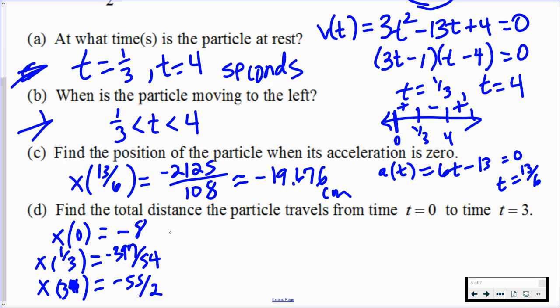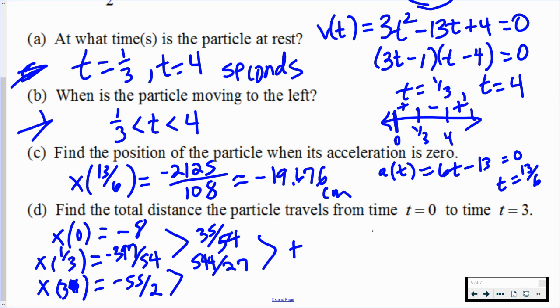So now we need to find distance in between. Distance in between -8 and negative 397 over 54 is 35 over 54 units. Distance between negative 397 over 54 and negative 55 over 2 is 544 over 27 units. Okay, so if we add these two together, that's going to give us our total distance. Okay, that's around negative 7.352 and negative 27.5 for these original coordinates. If you did them as a decimal, that's fine.